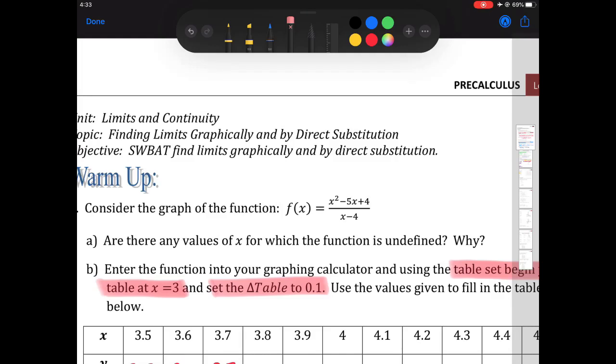Hi all, welcome to lesson 1. It's a new unit, limits and continuity. The topic today is finding limits graphically and by direct substitution.